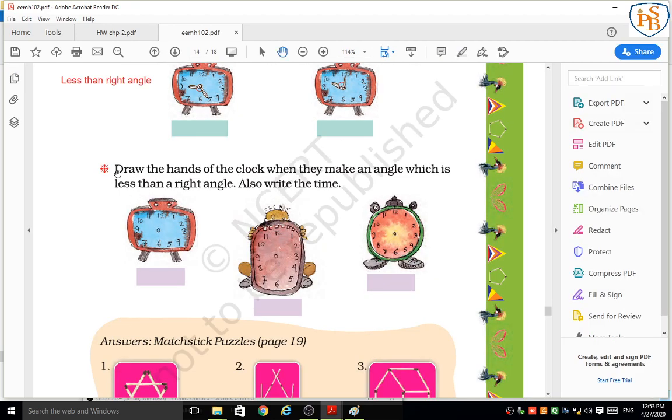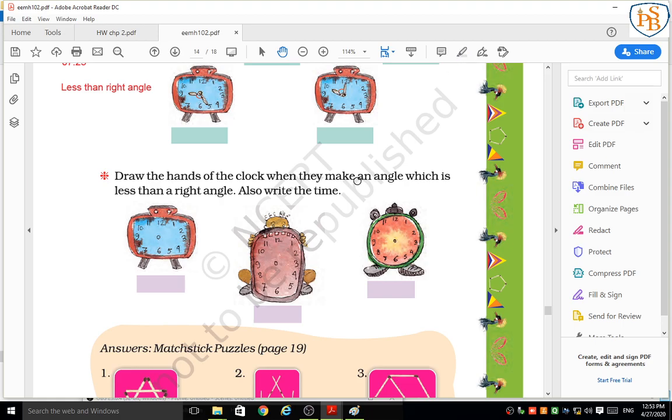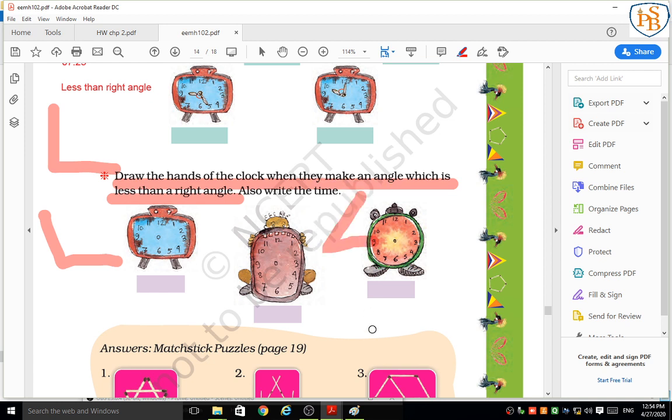Draw the hands of the clock when they make an angle which is less than a right angle. Less than a right angle means how? Again, if you are getting confused, then this shows a right angle. Correct? More than a right angle means like this. But here what are they asking? They are asking about less than. It means like this. Correct? Also write the time. So can you draw the hands?